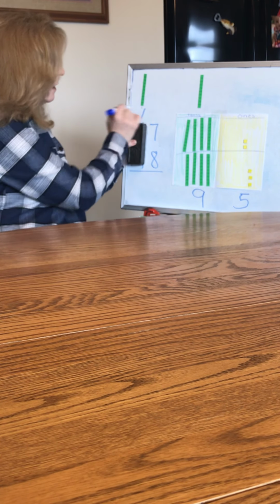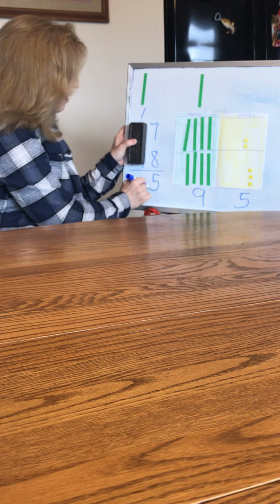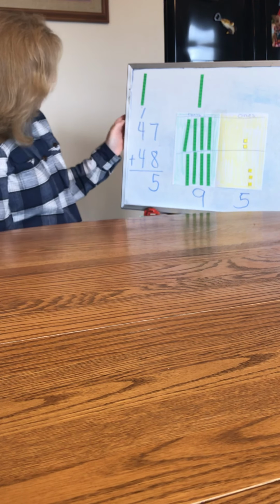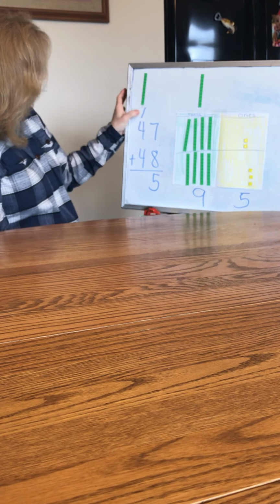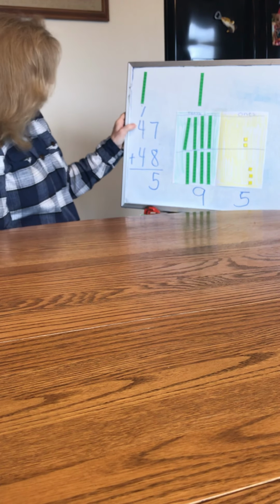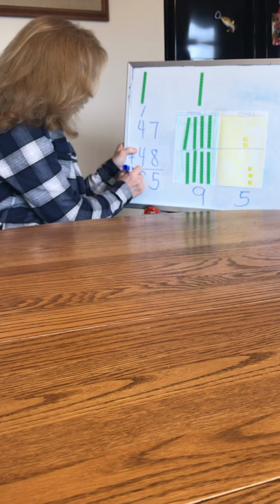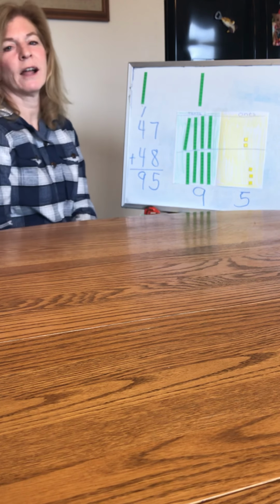15 is a 1 in the tens column and a 5 in the ones column. Now I'm ready to add my tens. 1 plus 4 is 5. 5 plus 4 is 9. 95. We got the same answer.